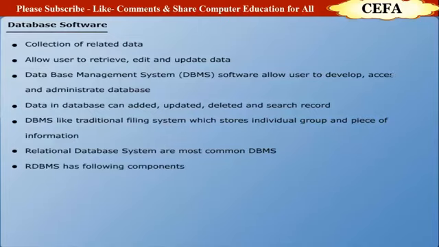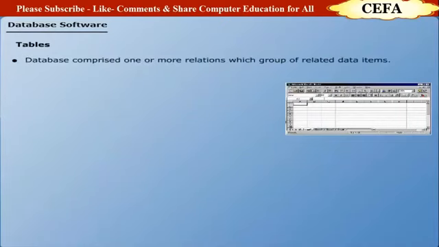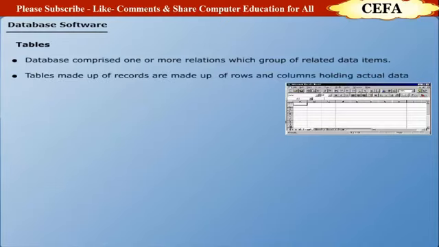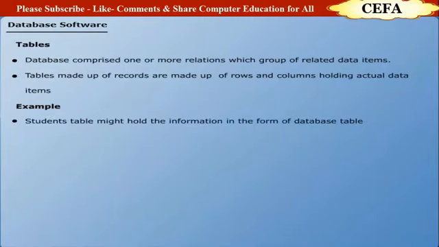Tables. A database is comprised of one or more tables or relations, which is a group of related data items and contains the records for an entity. Tables are made up of records, and records are made up of rows and columns holding the actual data items. For example, a student table might hold the information in the form of a database table.